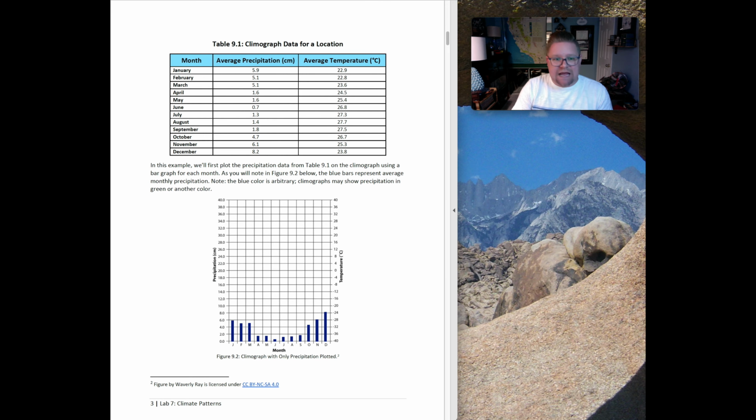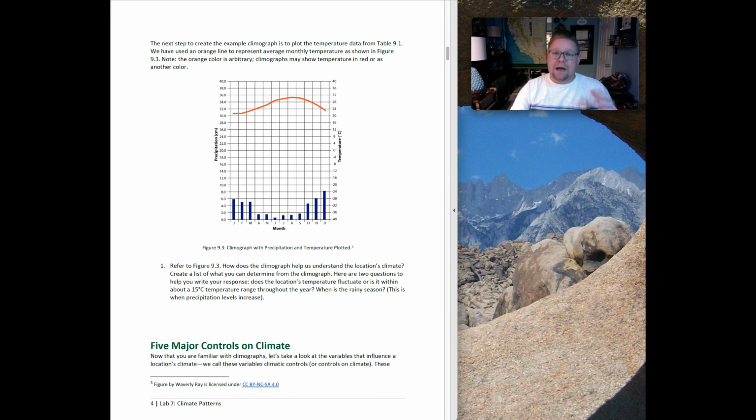So it says here in its example, we'll first plot the precipitation data from table 9.1, which is this table here, and put it on a climate graph using a bar graph for each month to represent the precipitation. So as you will note in figure 9.2 below, the blue bars are representing that average monthly precipitation. Note, the blue color is arbitrary. It's just whatever you want to use, but I traditionally have always used blue. So then moving forward, we're now able to add the next piece, which is the average temperature. So we're now able to observe a climograph showing the average annual precipitation and average annual temperature by month.